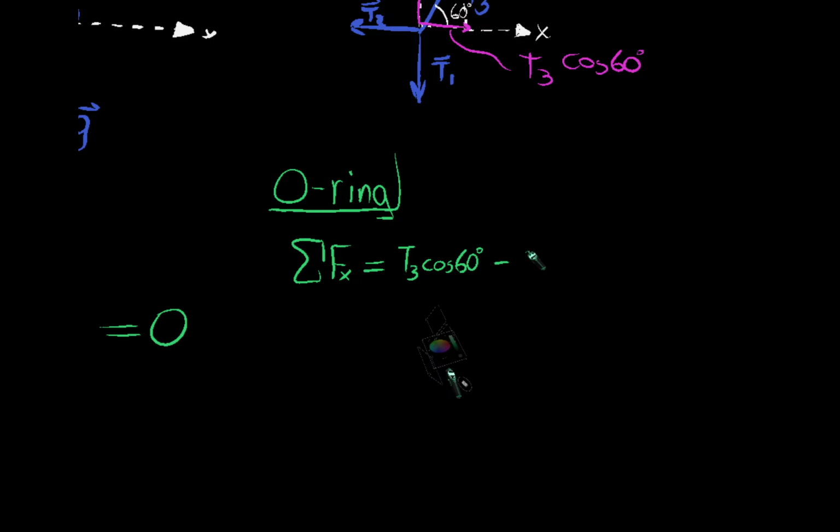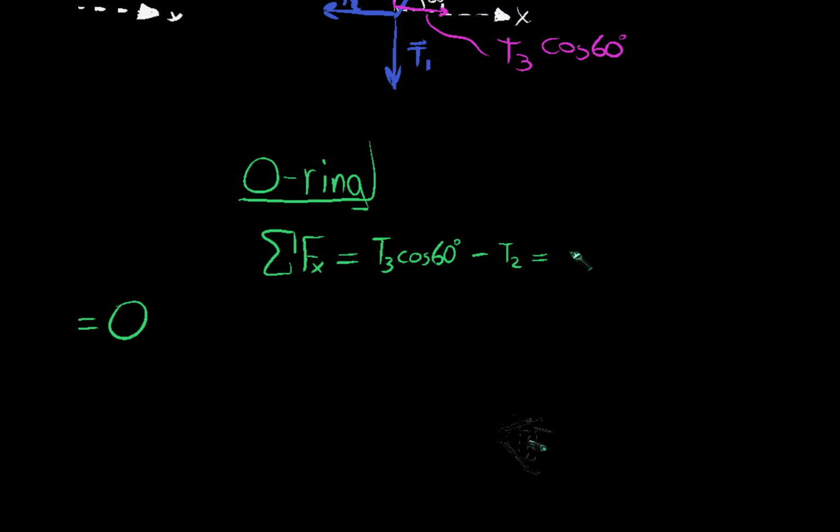minus T2. And it's not moving in the x direction, right? The O-ring is stationary. That's why we're using Newton's first law. So it's equal to 0. Objects at rest will tend to stay at rest, no acceleration. Okay, and then sum of the forces in the y.